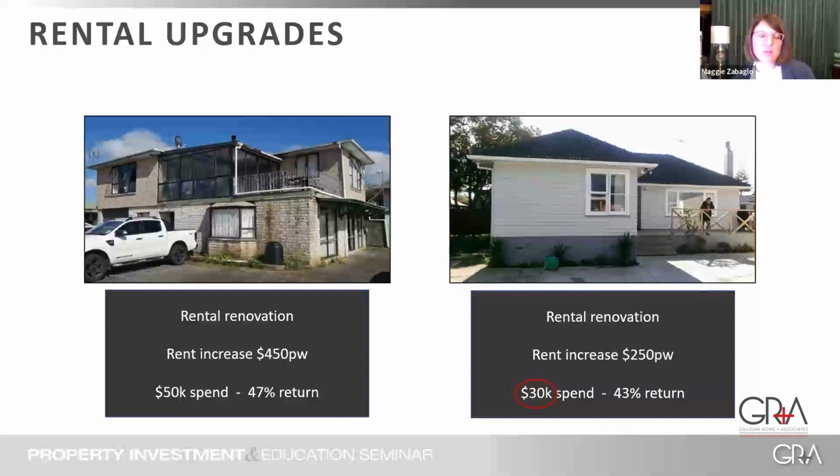The one on the right had a similar spend, but we were able to claim insurance and got a decent amount of cash back. Rent went up $250 per week after an internal refurbishment, with tenants that had worn it out.